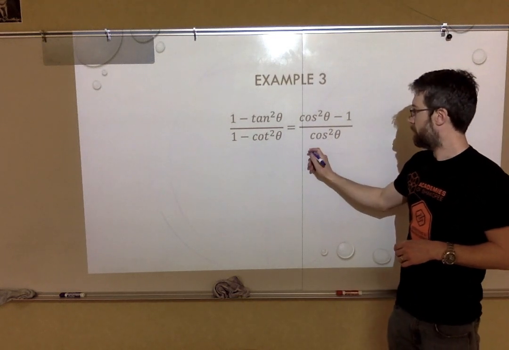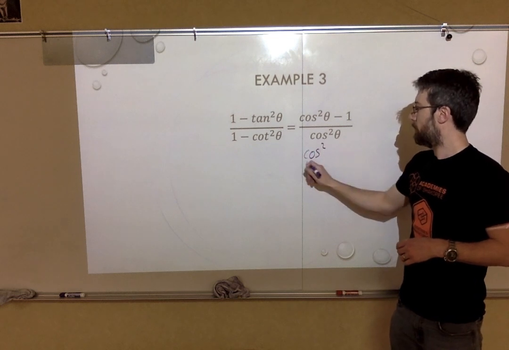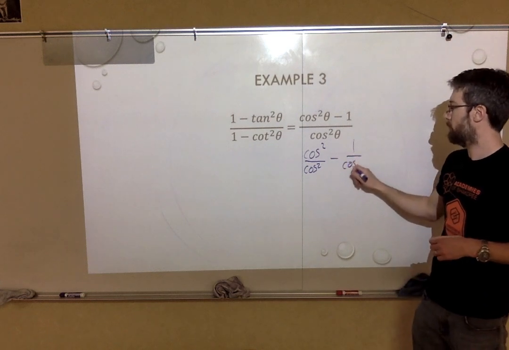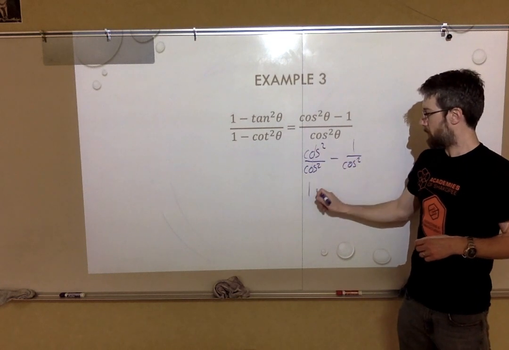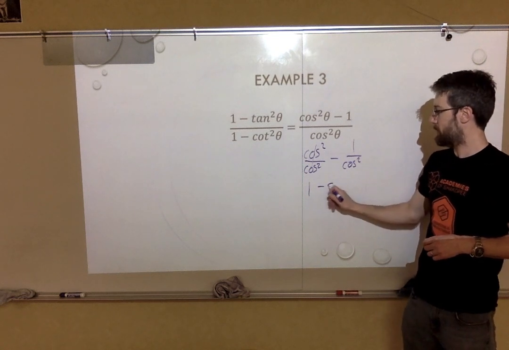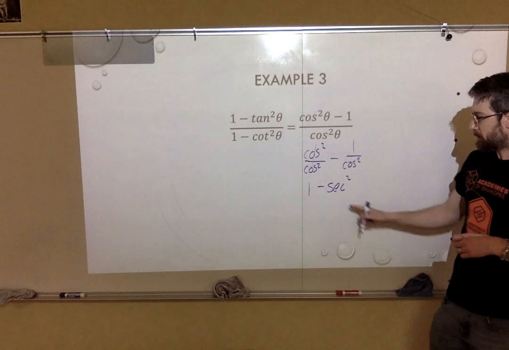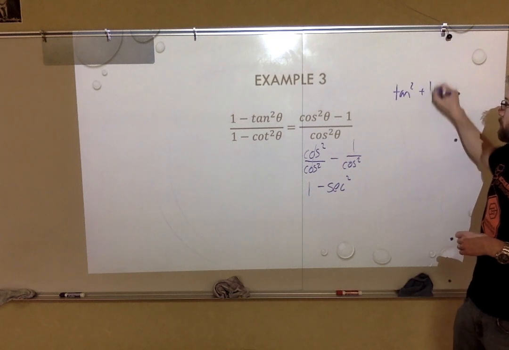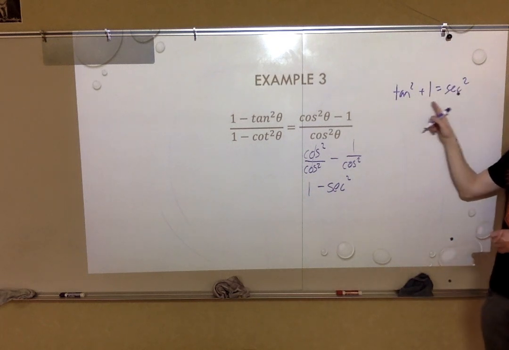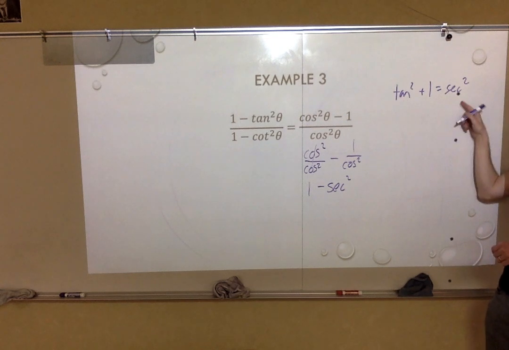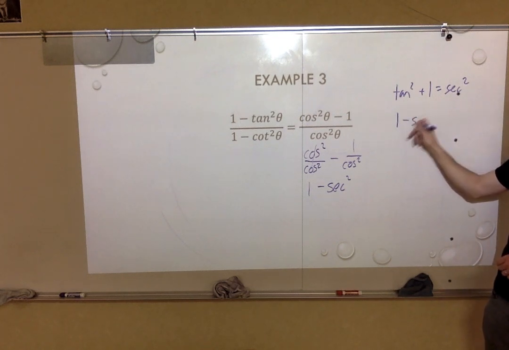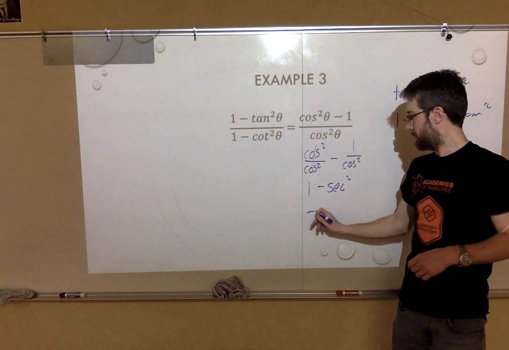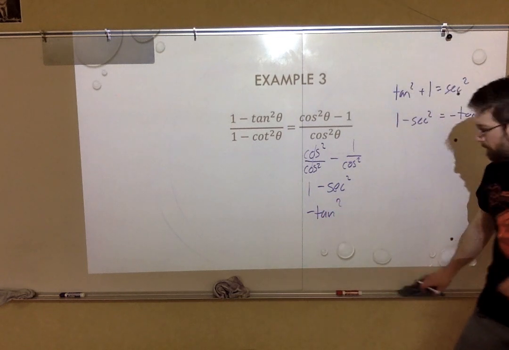So if I split the fraction up here, I've got cosine squared over cosine squared minus 1 over cosine squared. So that cancels, becomes 1 minus 1 over cosine is secant, so 1 minus secant squared. And 1 minus secant squared, that looks like a Pythagorean identity, but let's check. Tangent squared plus 1 equals secant squared. So again, if I subtract the secant and the tangent, what I'll get is 1 minus secant squared is equal to negative tangent squared. So this can be thought of as negative tangent squared.